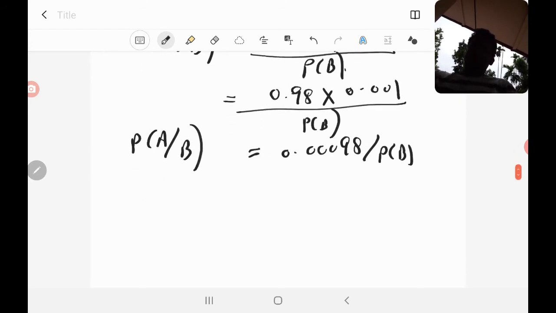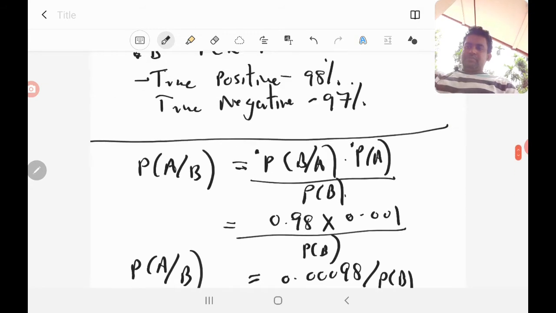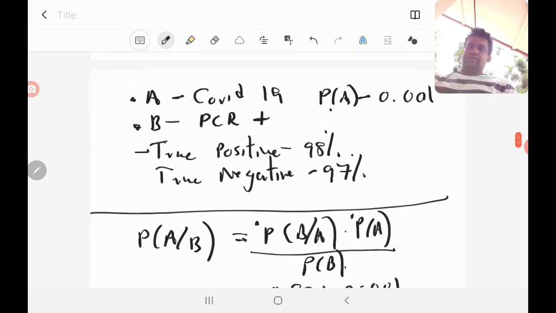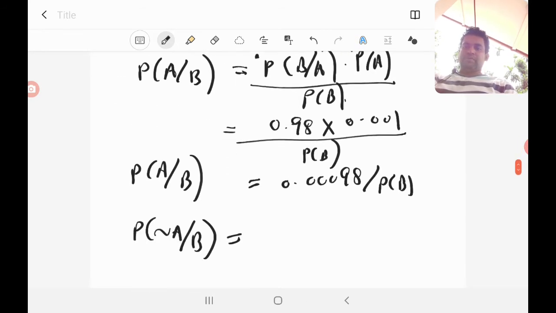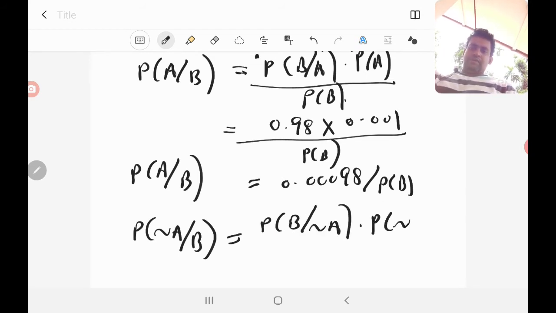Likewise, we can calculate the conditional probability of not A given B. That is, if the test is positive, what's the probability that the person doesn't have COVID-19, right? Because there are only two outcomes. If the test is positive, either they have COVID-19 or they don't have COVID-19, right? So again, we can apply the Bayes theorem here. P(not A).